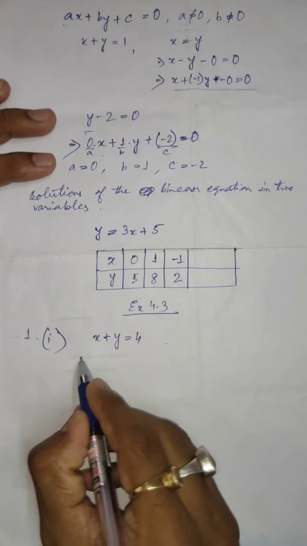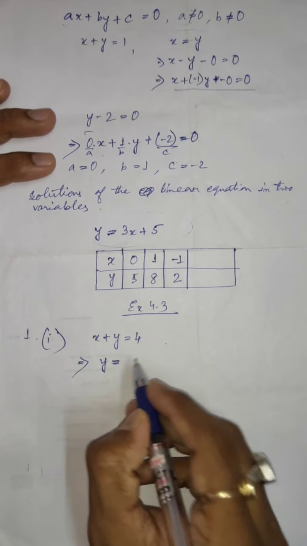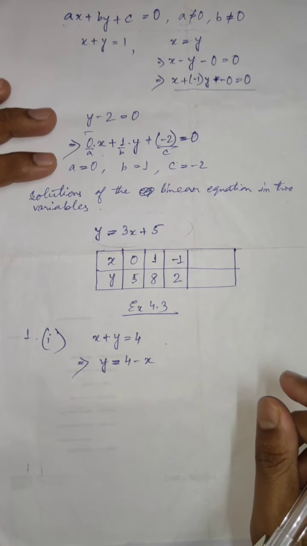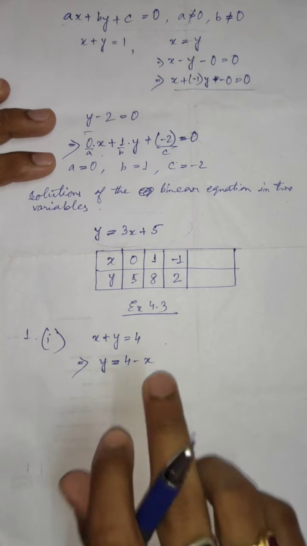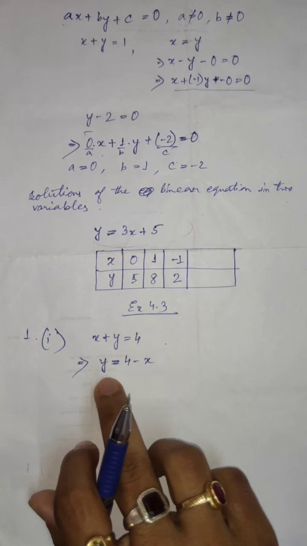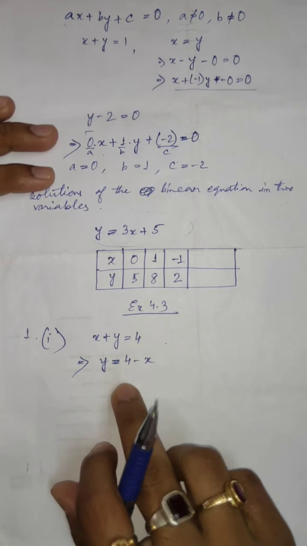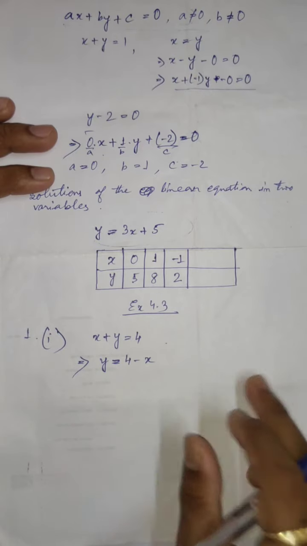Now we have to arrange it like this. So y is equal to, always arrange like this, y is equal to 4 minus x. Here x is the independent variable and y is the dependent variable, because for each and every value of x there will be a corresponding value of y, that is, y depends on the value of x. That's why. Now I have arranged.